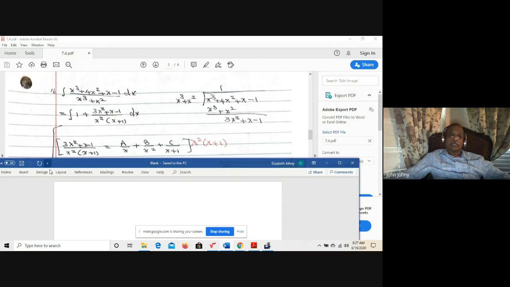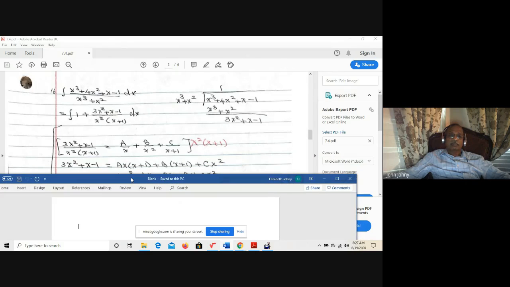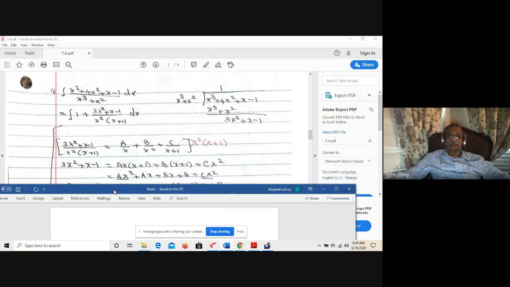Why? Because x is a repeating factor. So a over x plus b over x squared plus c over the third factor, x plus 1. Multiply numerator and denominator by the LCD, which is x squared times x plus 1. Left side, x squared times x plus 1 cancels, leaving 3x squared plus x minus 1. Right side, first term, x cancels, so a times x plus 1. Second term, x squared cancels, so that is b times x plus 1. Third term, x plus 1 cancels, you have c x squared.